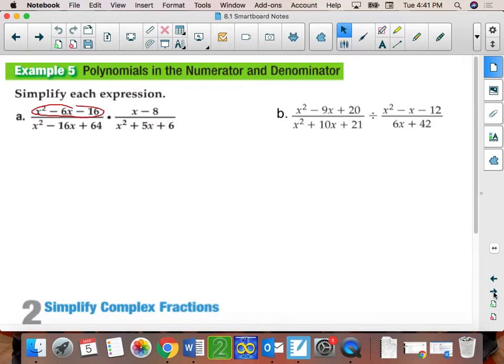So we're looking for factors of negative 16 that add to negative 6. Factors of negative 16 that add to negative 6, and that's going to be a negative 8 and a positive 2. So I'm going to rewrite that. I'm going to do this in red. In factored form, this would be x minus 8 and x plus 2. And now I'm going to go to this denominator.